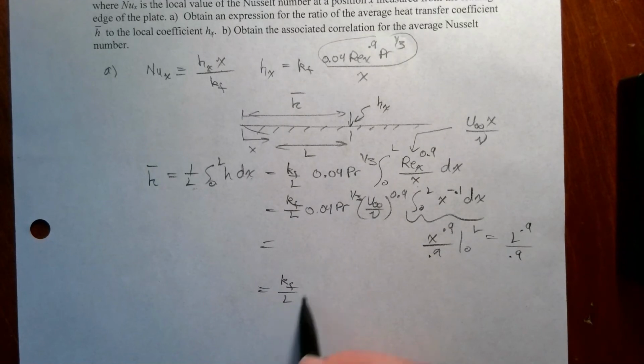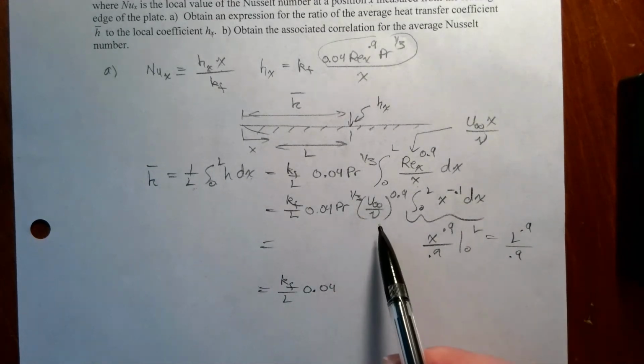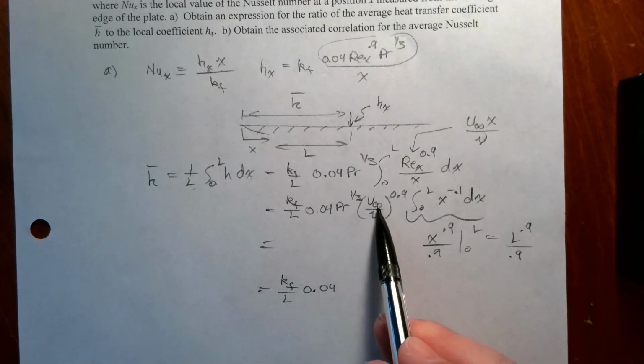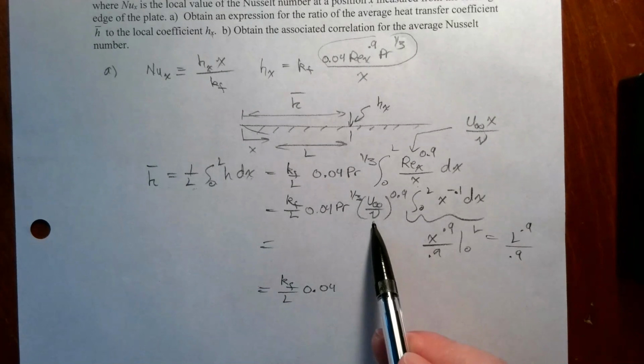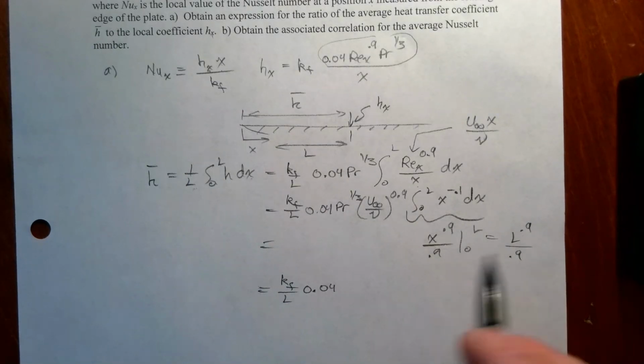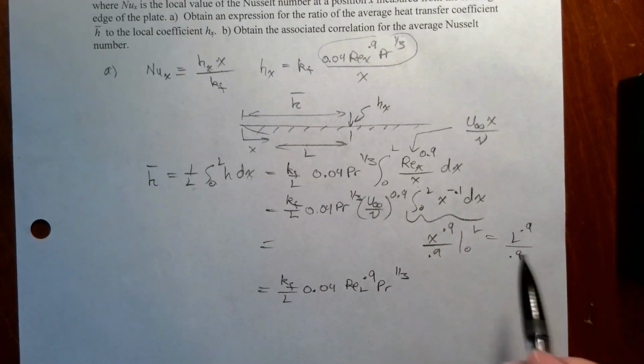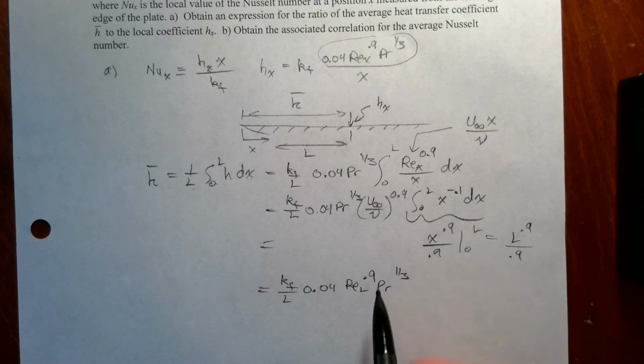So I got Kf over L, 0.04. Notice that I have U ambient over nu to the 0.9, and then an L to the 0.9. If I combine those together again, I get a Reynolds number to the 0.9. Then I'm going to put my Prandtl number to the 1/3. Then I'm left with that 0.9 in the denominator, so I'll leave that.